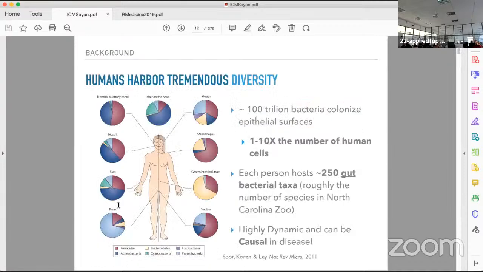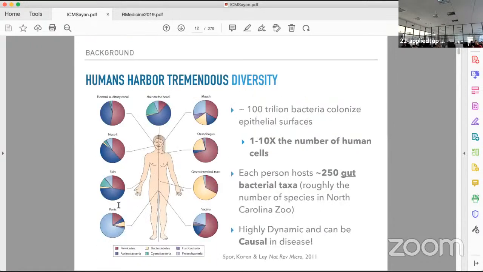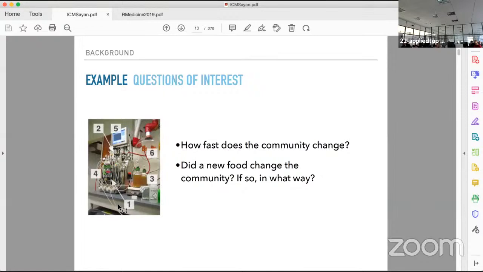So there are data sets where people are looking at a collection of microbial genes associated with the host, right? This could be something from fecal matter, it could be from your mouth, it could be from your armpit, right? There are all kinds of places. And now people are collecting lots and lots of bacterial taxa. And you can ask questions. And this is an artificial gut. It's a bioreactor. And you can ask how quickly are changes happening?